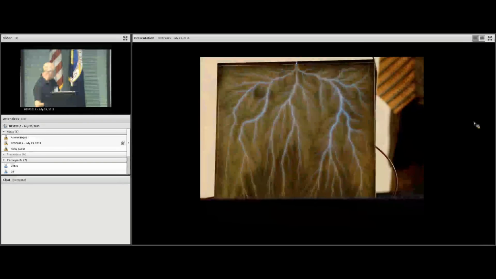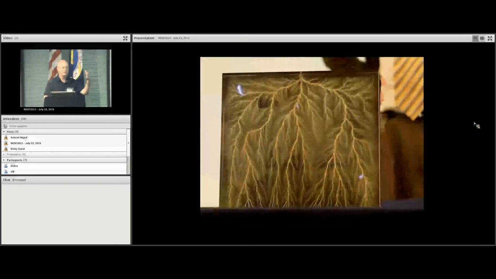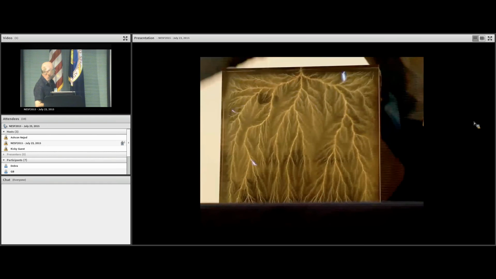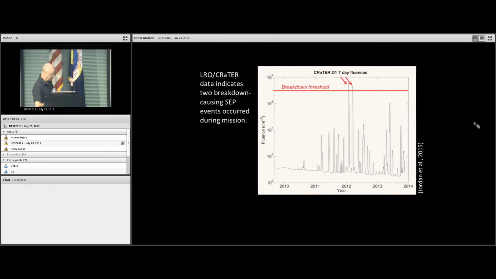This is a movie of a laboratory demonstration of this process. It's a slug of plastic, very low conductivity, and this brave gentleman is applying a very large electrostatic potential, charging it up very quickly, faster than its discharge time, and you get these characteristic patterns. And we believe this is what's happening in permanently shadowed regions during very large solar proton events.